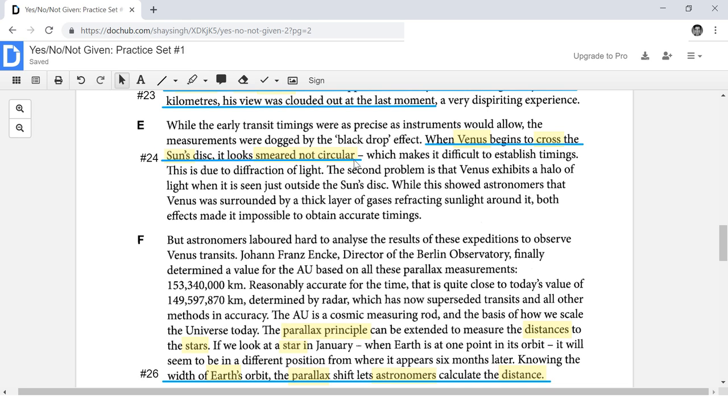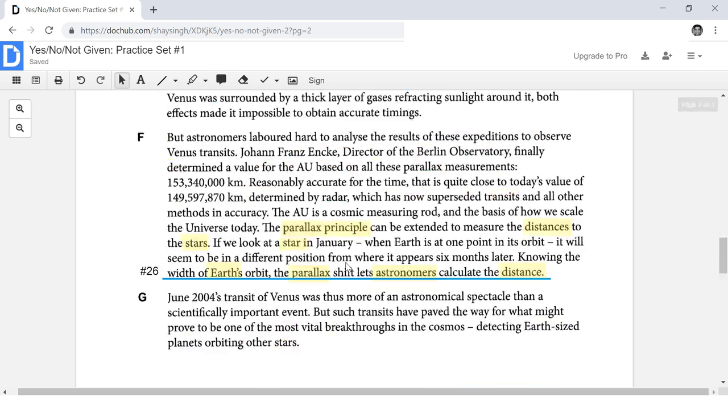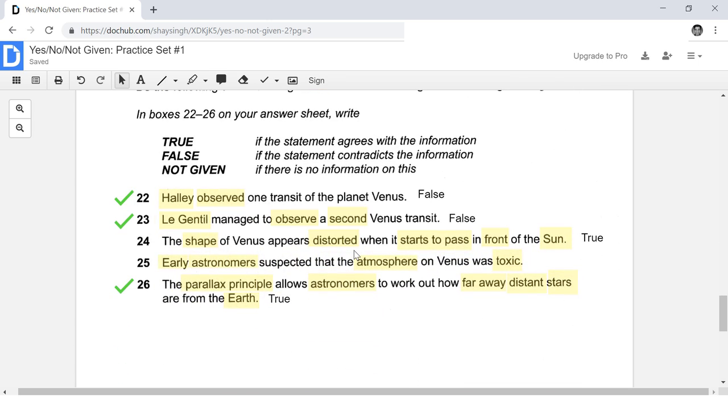Okay? So it doesn't appear circular, it appears smeared, spread out. That's what they're talking about. So in other words, what they're saying is that the shape becomes distorted. It becomes smeared, distorted. So that is the type of synonym language that they're going to be using in these tests. So be sure to get a lot of practice with all these different practice questions. So that's why the answer is true. All the information matches up. Great. Now we only have to answer our final question, number 25.